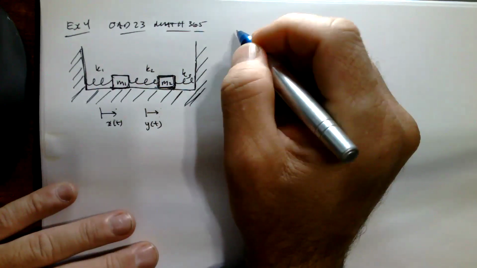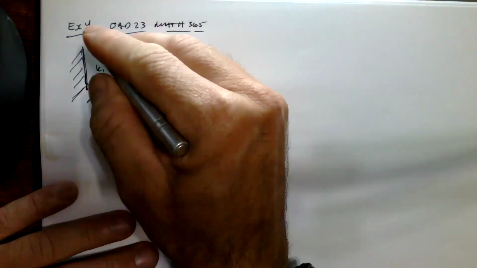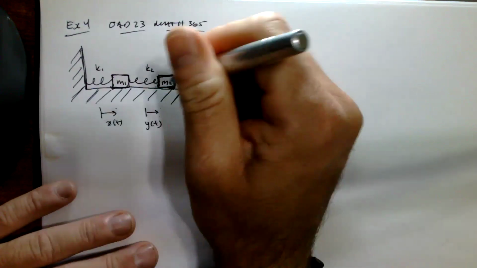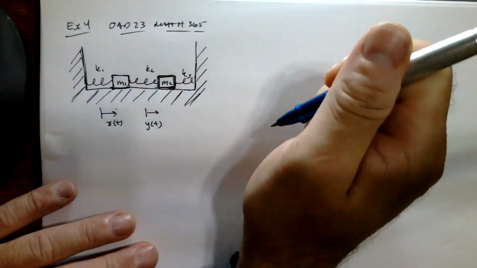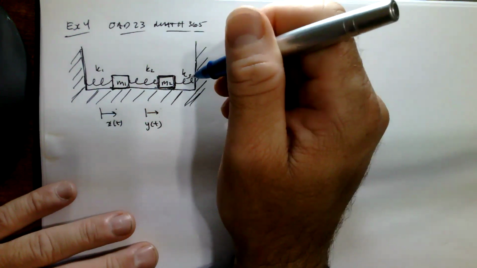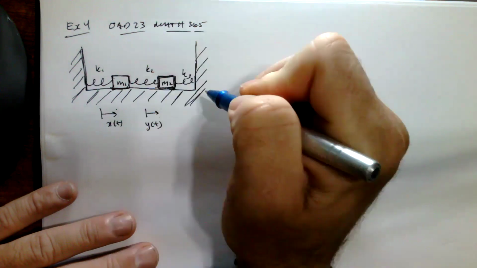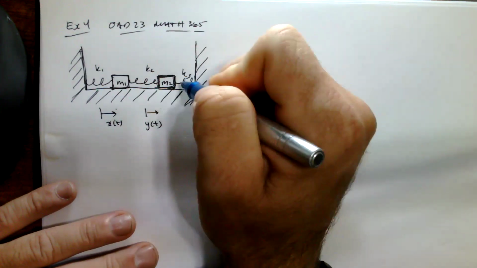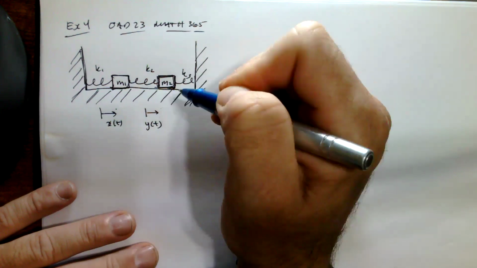All right, welcome back. So in example 4 of 1-a-day 23 for Math 365, this is one version of the system. The problem says we have a three-spring system attached to two masses. That sounds like it's fixed on both ends, so that's what I'm assuming here.